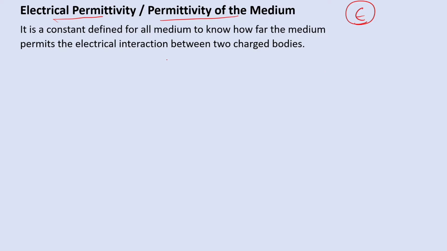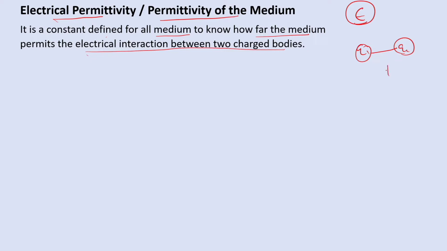It's epsilon. It is a constant which is defined for all mediums to know how far the medium permits the electrical interaction between two charged bodies. We have already seen this: if you have two charged bodies Q1 and Q2, any medium between these two charged bodies will determine how the electrical interaction takes place between them.